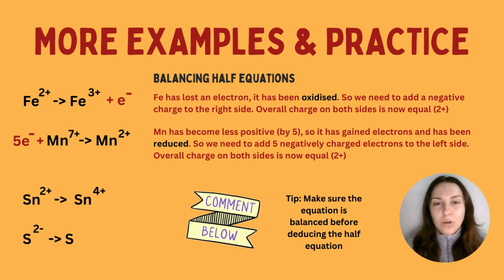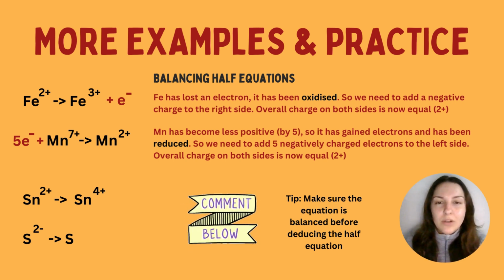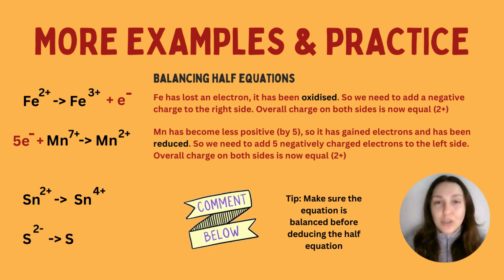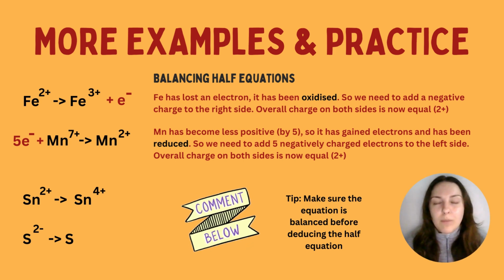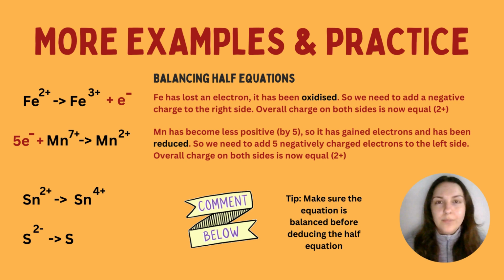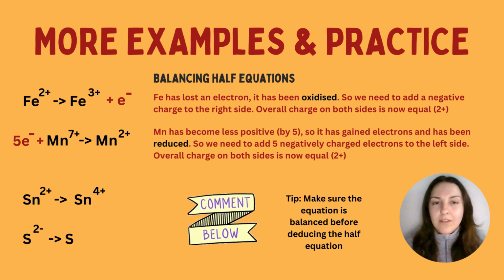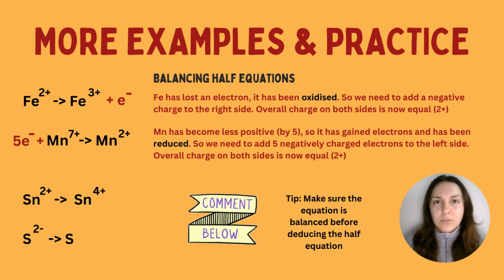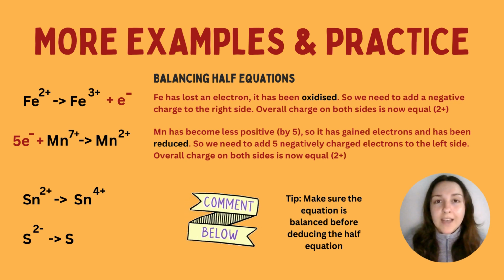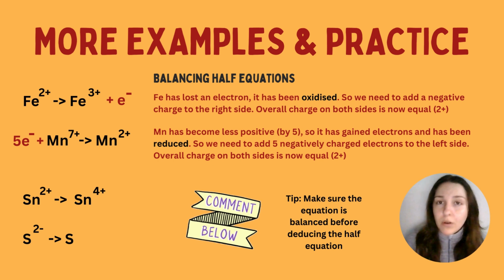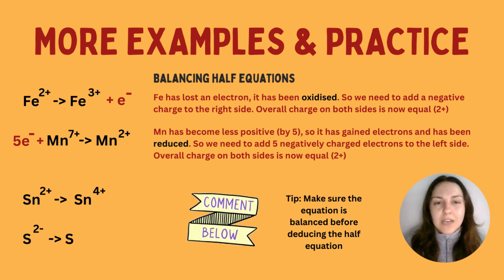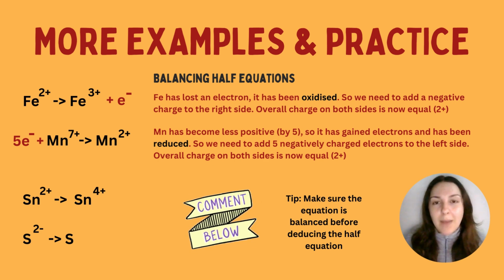This is more of a challenging one, with the Mn7+ going to make Mn2+. We can see that we've gone from a +7 ion to a +2 ion. Now that tells you that there has actually been a gain of electrons, because the ion has become more negatively charged. Although it's still positive, it's less positive than it was at the beginning. So that tells you that there's a reduction reaction that's happened here.